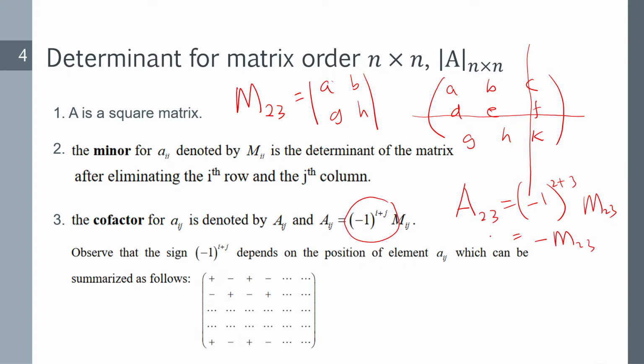So if you notice here, the signs are repeated and interchanged. So plus, minus, and as you go down it is also plus, minus, and so on.